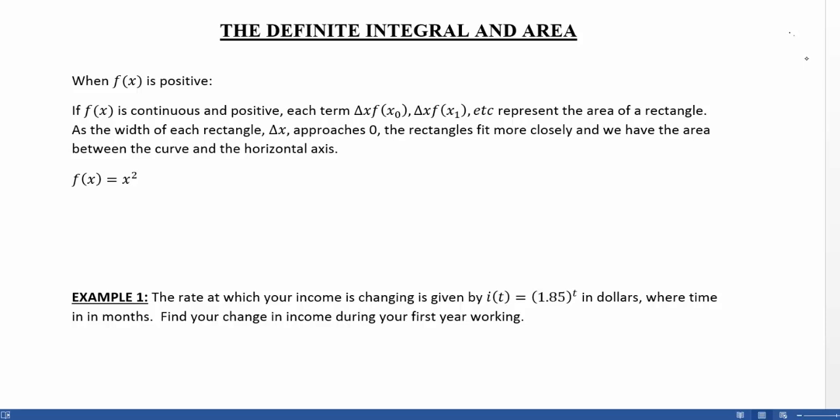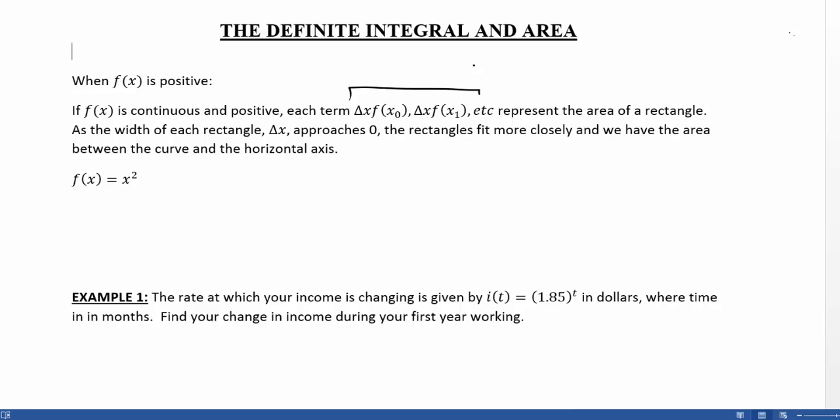If f of x is continuous and positive, then each term that we're computing in order to get the area under the curve is represented by the area of a rectangle, where the width of each rectangle is delta x, and those are approaching 0 because the widths are getting smaller and smaller as we put more and more rectangles in. So when we do this, the area is naturally positive, and it's the area bounded between the curve and the horizontal axis.